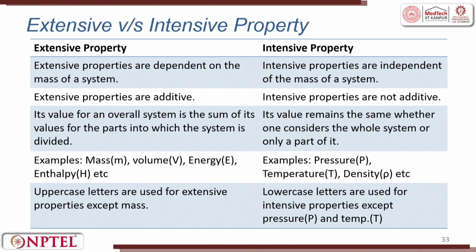So, extensive properties are dependent on the mass of the system. They are additive. Its value for an overall system is the sum of its values of the parts into which the system is divided. The examples are mass, volume, energy, and enthalpy. Uppercase letters are used for extensive properties except mass.